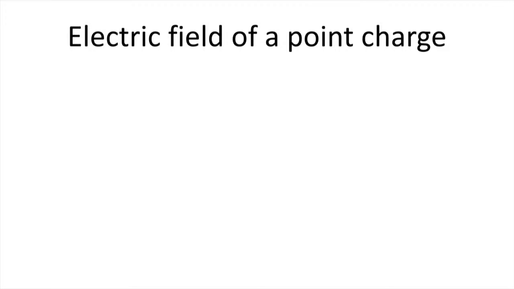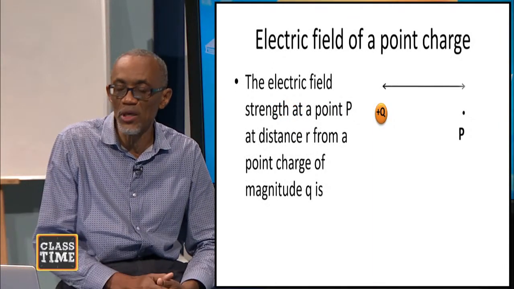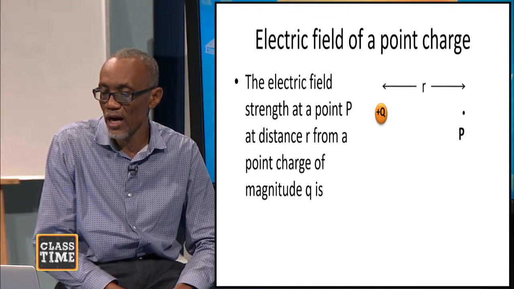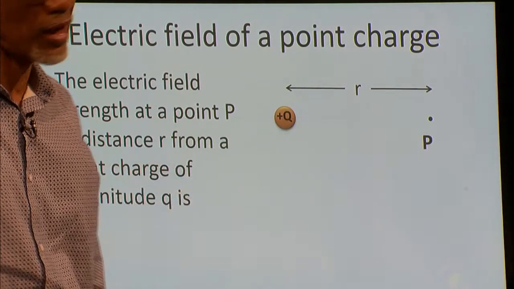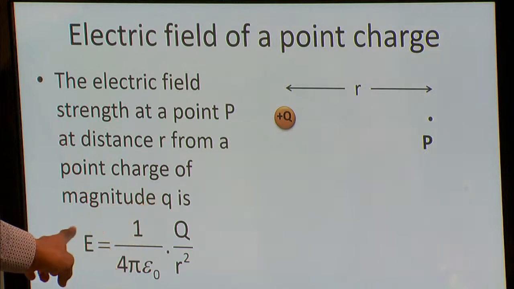All right, electric field of a point charge. The electric field strength at a point P at a distance r from a point charge of magnitude q. So we have a point charge, positive q. We have some point P at some distance r from the center of that charge, and the field strength is given by this relationship here. E is equal to 1 over 4 pi epsilon 0 times q over r squared.